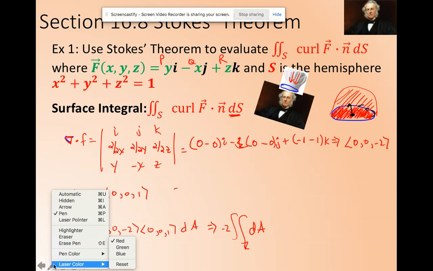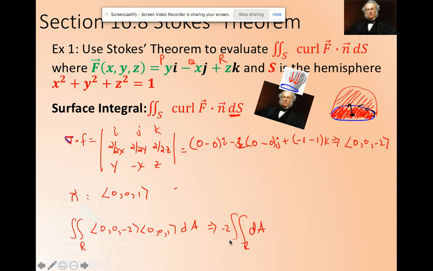What is that going to be? Pi r squared. What's my radius? 1. So my double integral is pi, and you're multiplying times -2. So you get the same answer as before. Oh, snap. Thanks, Stokes.